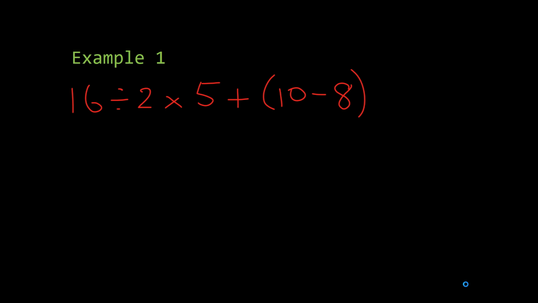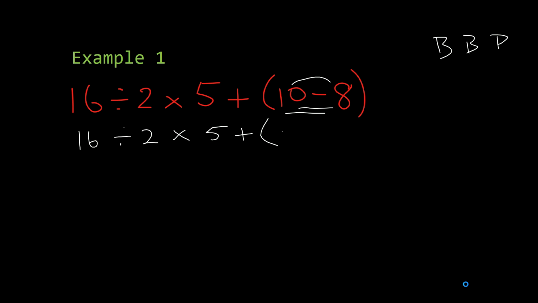So now that you understand that, let's look at a couple of examples. We start off first by going from left to right, and the first thing that we look for is brackets or parentheses. And we see the bracket here. So we're looking at that and working it out first. So we will write back down 16 divided by 2 multiplied by 5 add open bracket. The value inside of the bracket is 10. Take 8 from 10, that is 2. So I have that there.